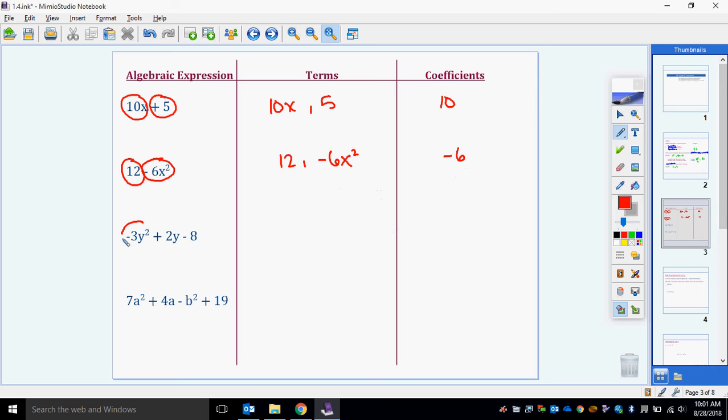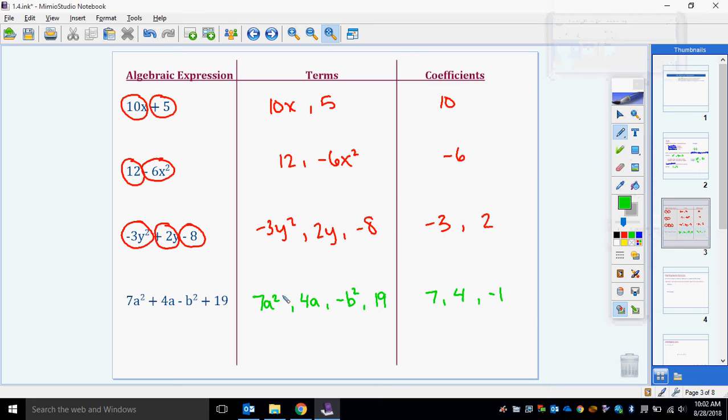Down here I have 3 terms. And I always circle the sign that's in front of the term because it goes with it. So I list out my terms. I put a comma in between to show that it's a list of items. And coefficients, so again, I see 2 letters, so I'm going to list the 2 numbers that are in front. So -3 is a coefficient, and 2. Notice how the coefficients don't get any letters. Okay, it's only the numbers. And I want you to pause the video and go ahead and list the terms for the last one and the coefficients for the last one.